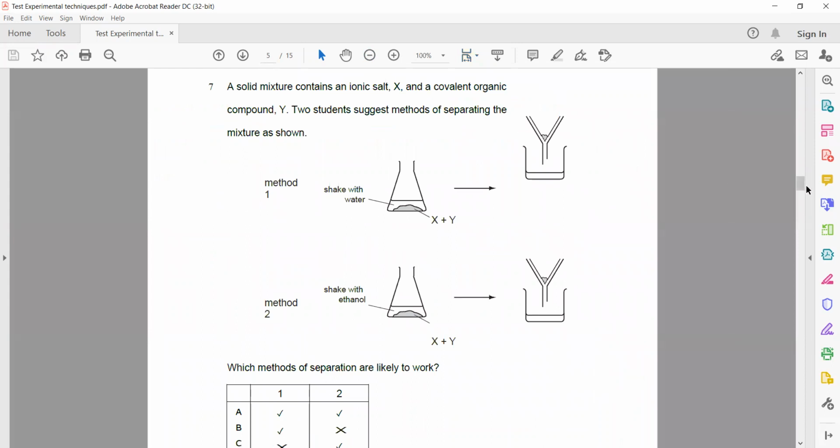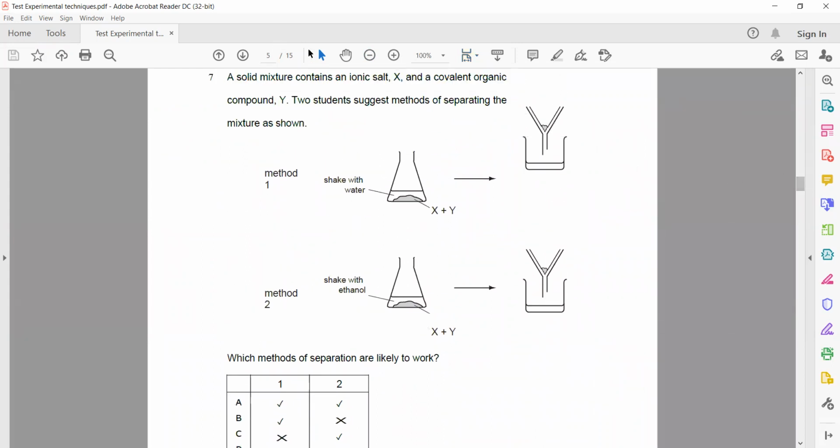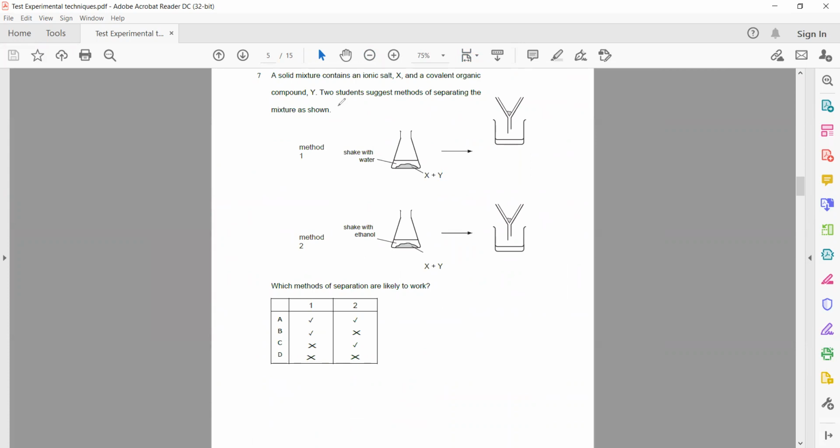In question 7, a mixture of ionic salt X. So there is ionic salt X, and as we discussed, ionic salts or ionic compounds are water soluble, they dissolve in water. And a covalent compound Y is there. So Y is a covalent compound, and covalent compounds are insoluble in water, but they are soluble in alcohol.